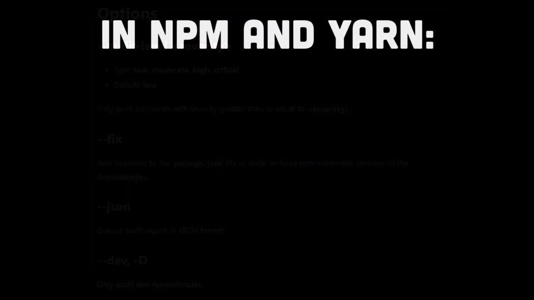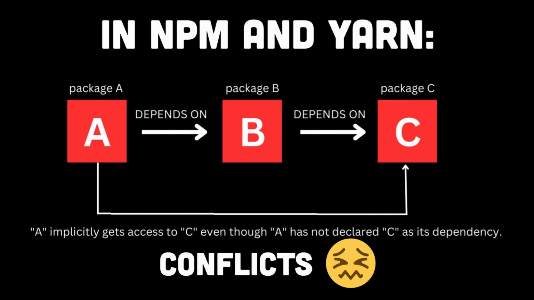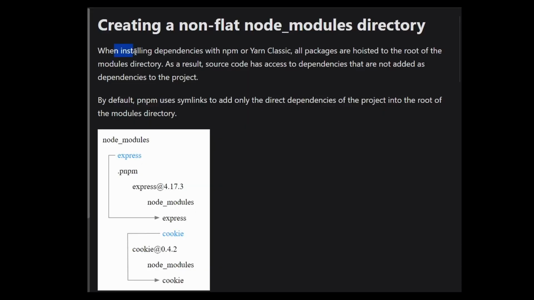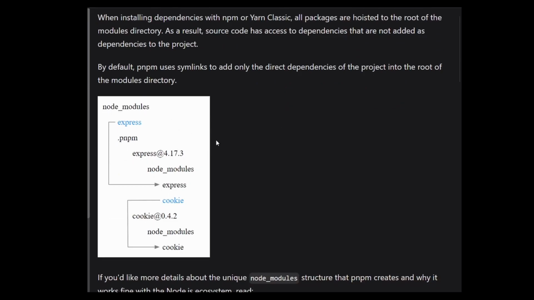In npm and yarn, when a package depends on another package, the dependent package automatically gains access to the dependencies of the packages it depends on. This can lead to situations where a package gets access to dependencies it didn't explicitly declare as its own, potentially causing conflicts or unexpected behavior. pnpm addresses this problem by using a different dependency resolution algorithm and a unique folder structure within the node modules directory. This structure prevents unauthorized access to packages.